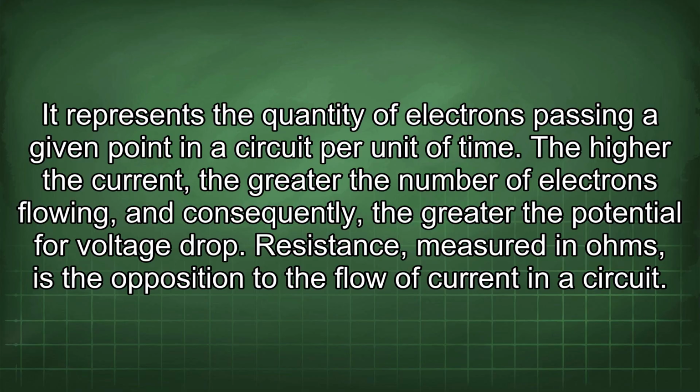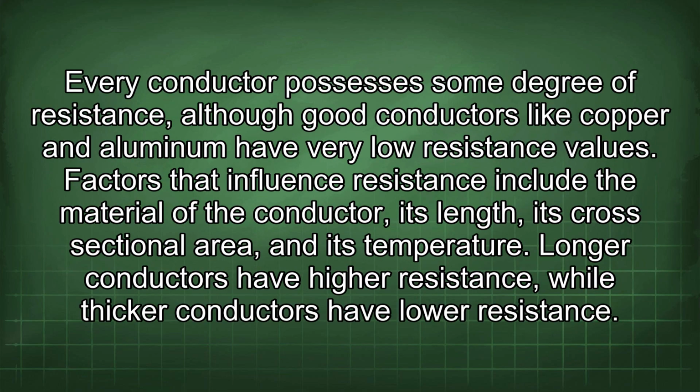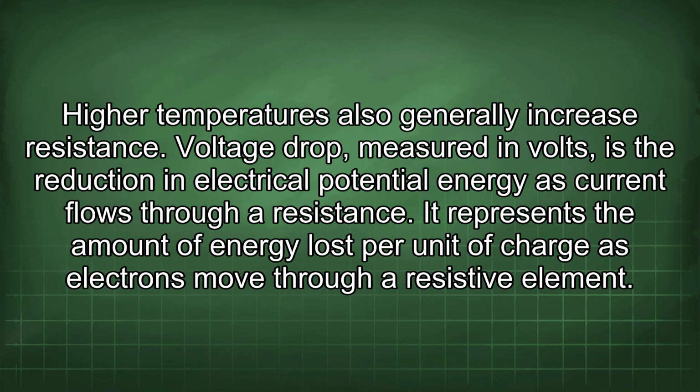Resistance, measured in ohms, is the opposition to the flow of current in a circuit. Every conductor possesses some degree of resistance, although good conductors like copper and aluminum have very low resistance values. Factors that influence resistance include the material of the conductor, its length, its cross-sectional area, and its temperature. Longer conductors have higher resistance, while thicker conductors have lower resistance. Higher temperatures also generally increase resistance.